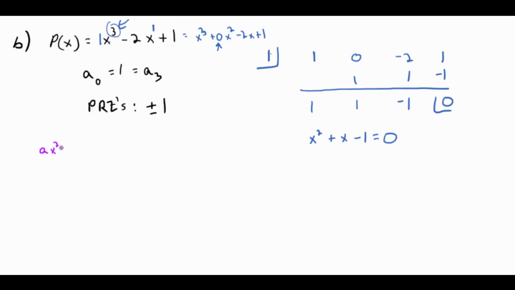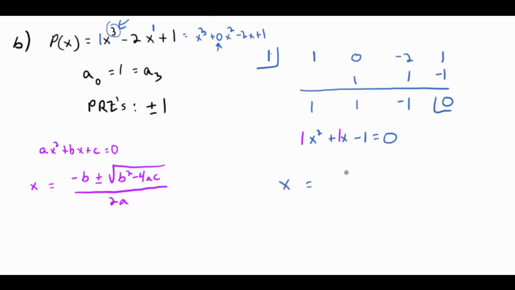If you have ax squared plus bx plus c equals 0, where a, b, and c are constants, what does the quadratic formula say? X equals negative b plus or minus the square root of b squared minus 4ac, all over 2a. That is correct. So we're going to use the quadratic formula. What's a, b, and c? 1, 1, negative 1, right? In order. So what do we get?